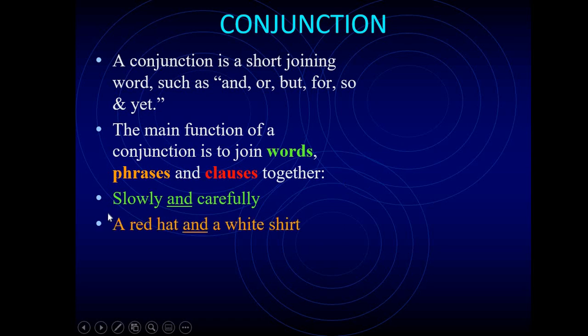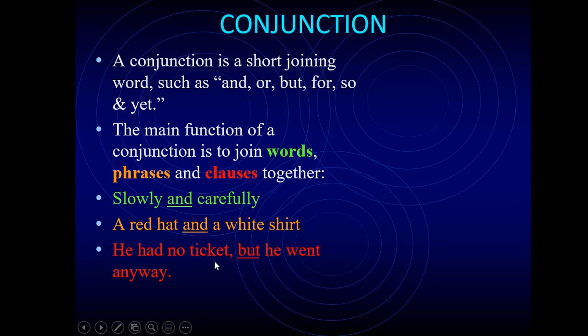Let's see more examples. A red hat and a white shirt. So, and is a conjunction, and it is joining two phrases. A red hat is a phrase, a white shirt is a phrase. He had no ticket, but he went anyway. But is a conjunction, and it is joining two clauses. Remember, here it is joining two words, here joining two phrases, and here joining two clauses.